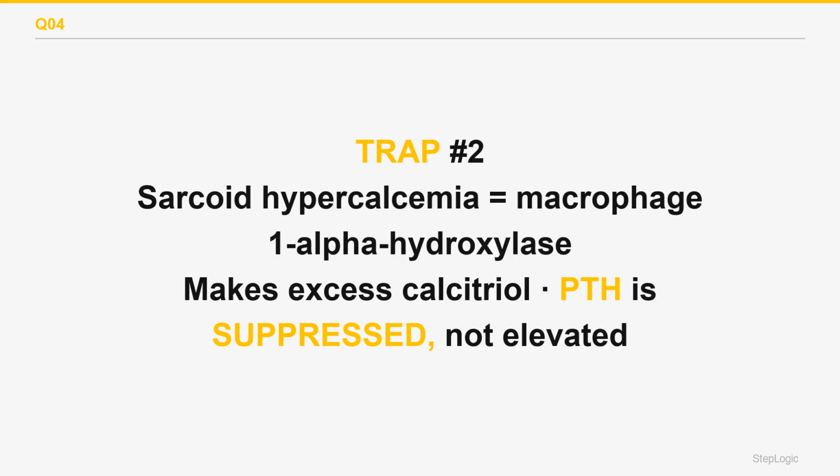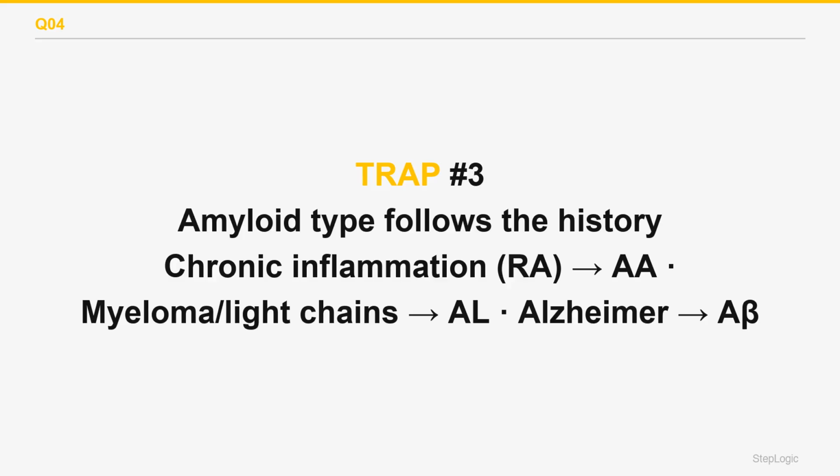Trap 2. Hypercalcemia in sarcoidosis comes from granuloma macrophages making active vitamin D with PTH suppressed. Do not confuse it with primary hyperparathyroidism where PTH is high. Trap 3. Amyloid subtype. Congo red with apple green birefringence confirms amyloid, but the clinical history tells you which protein. Chronic rheumatoid arthritis points to AA. A plasma cell disorder points to AL.